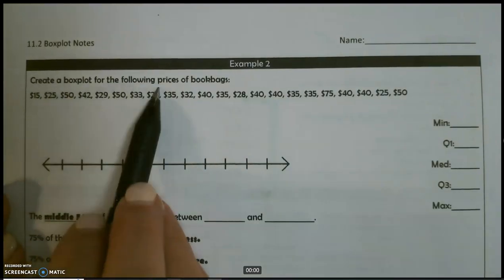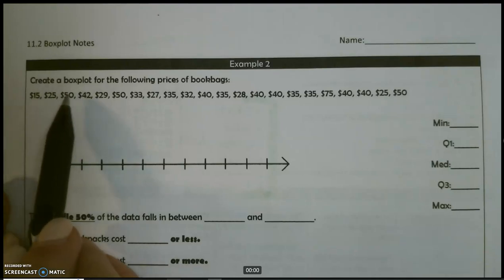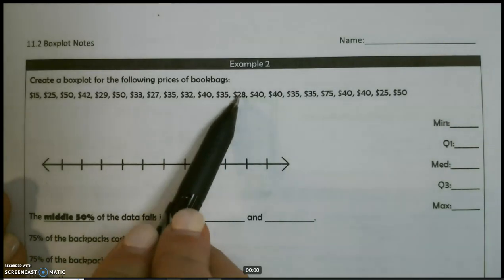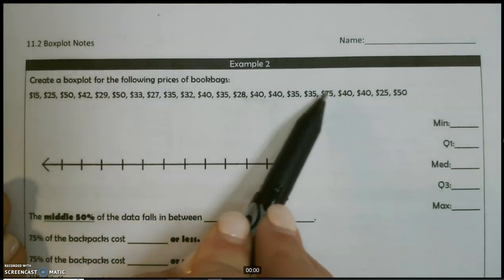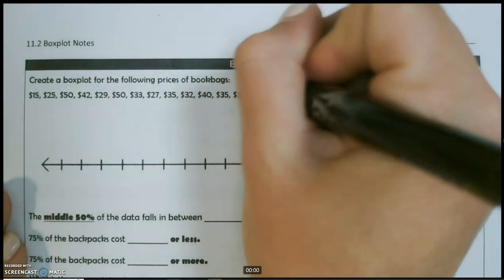Create a box plot for the following prices of book bags. So it looks like we have 1, 2, 3, 4, 5, 6, 7, 8, 9, 10, 11, 12, 13, 14, 15, 16, 17, 18, 19, 20, 21, 22 data points.